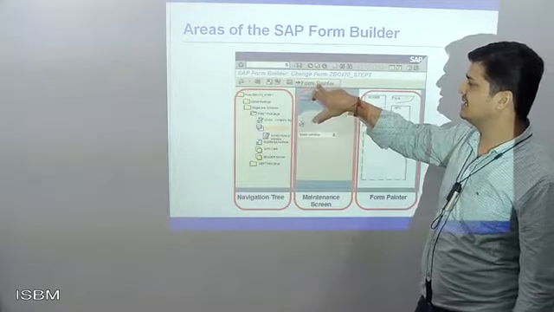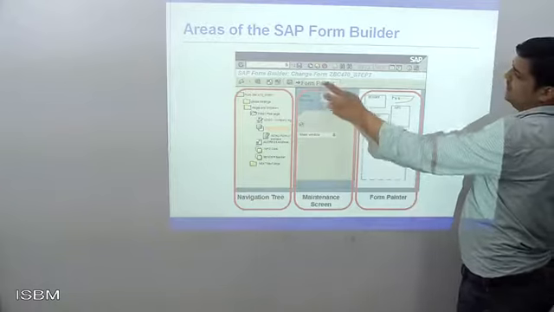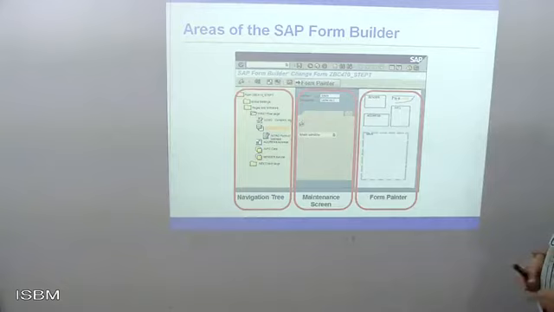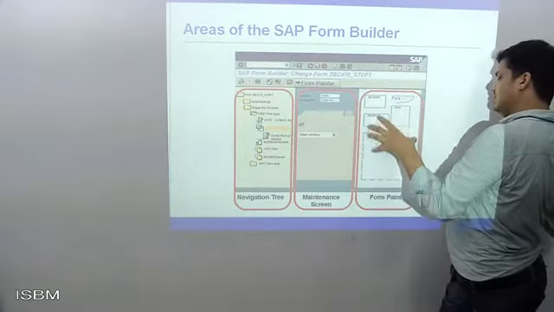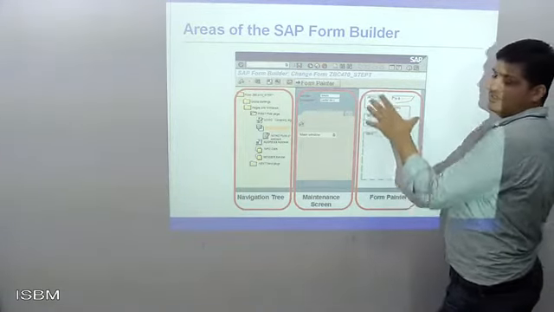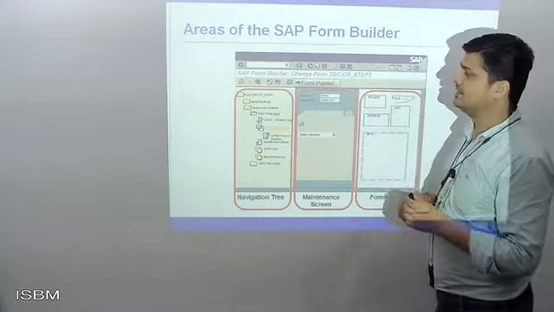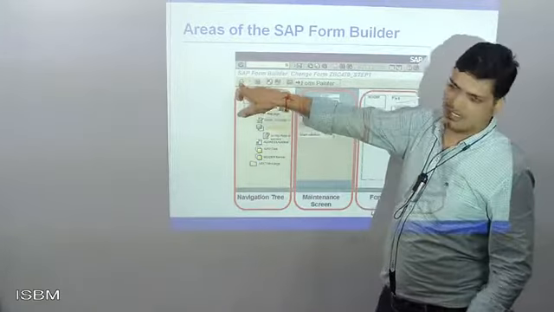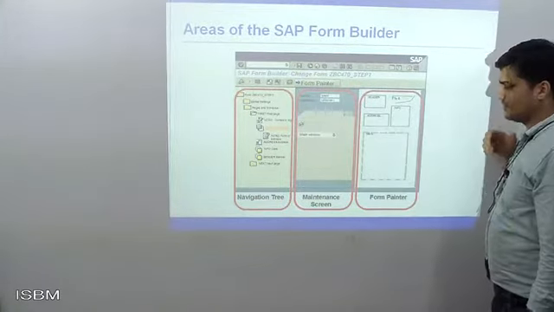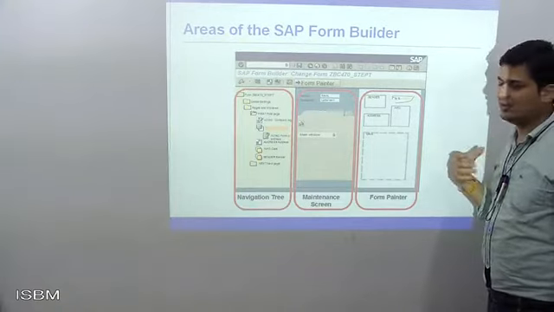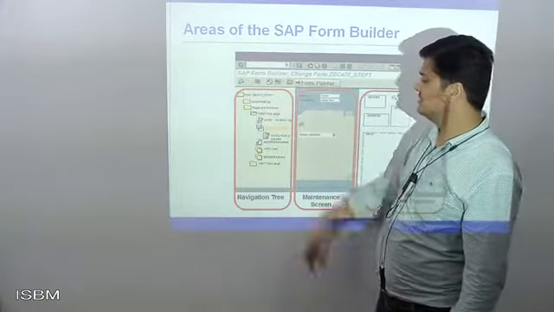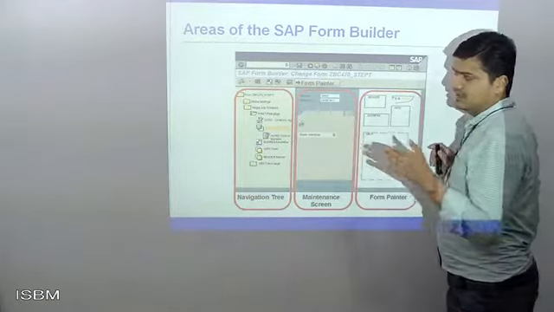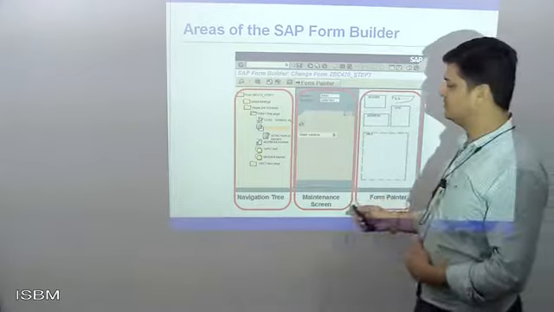When you click on the form painter, a pop-up window will come and show you the form type. Here you can see some menu buttons, including a check button. When you complete your work and have made changes according to the requirement, click this. If there is an error, it will tell you there is an error; otherwise it will show you a green signal.